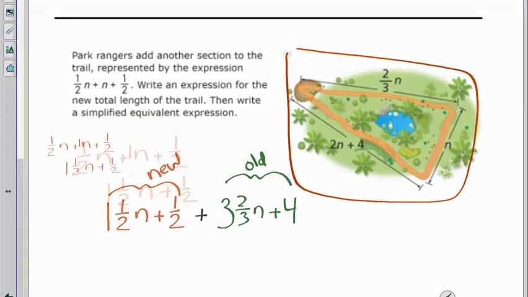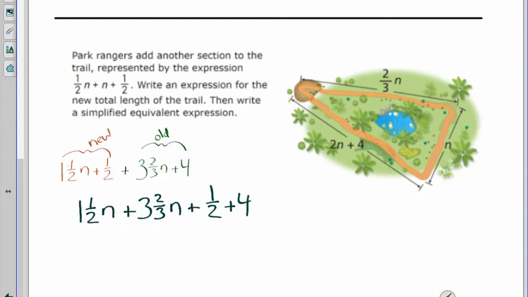Let's look at that. So here is the new and the old sections of trail. The new section I found out was 1.5 n plus 1/2. And the old section, that was 3 and 2/3 n plus 4. Let's put them together. Using the commutative property, I just rearranged my terms so my n's were close to each other and my constants were close to each other. The constant piece is pretty easy. 4 plus 1/2 is 4.5. The first 2 terms are a little more challenging to combine because I have halves and thirds. So I need a common denominator before I can put these together. And the common denominator is going to be 6.